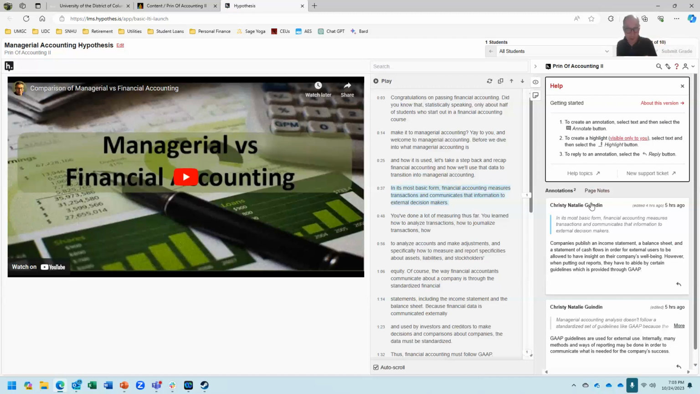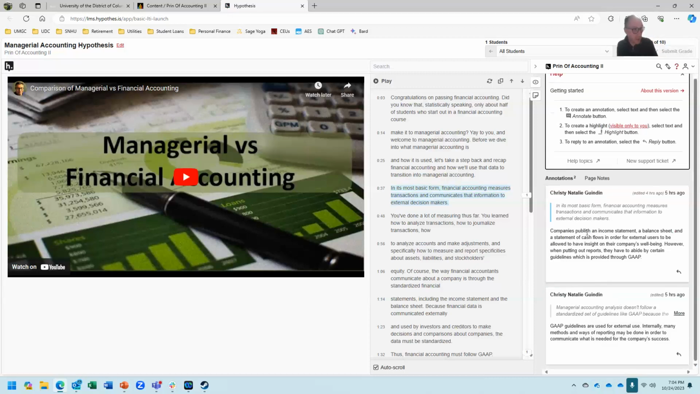So I want you to do 2 things with this hypothesis. Create one original annotation, just like what Christy has here. And then I also want you to respond to one of your classmates with a question or comment about their annotation. It's similar to a discussion board. It's just a little bit more fun, I think. I think this is more fun than a regular discussion board. So that's action item number 1.